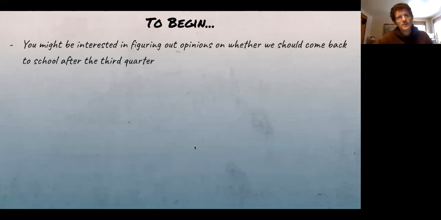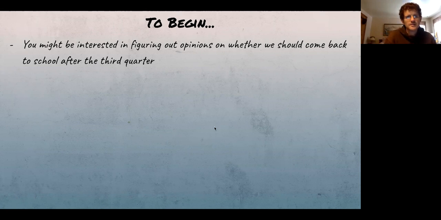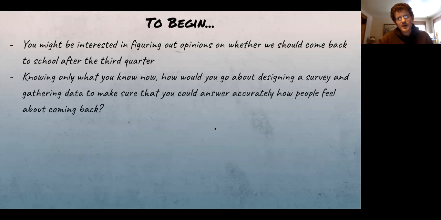All right, so let's pretend that we have a scenario here. Let's pretend we're all interested in the opinion from our student population on whether we should come back to school after the third quarter. All right, so let's pretend that's our scenario. Knowing only what you know now, how might you go about designing a survey and gathering data to make sure you can accurately gauge how people feel? I want you to think about that for a minute, and then maybe you could share if you have any ideas of how you might get a survey designed and sampled.